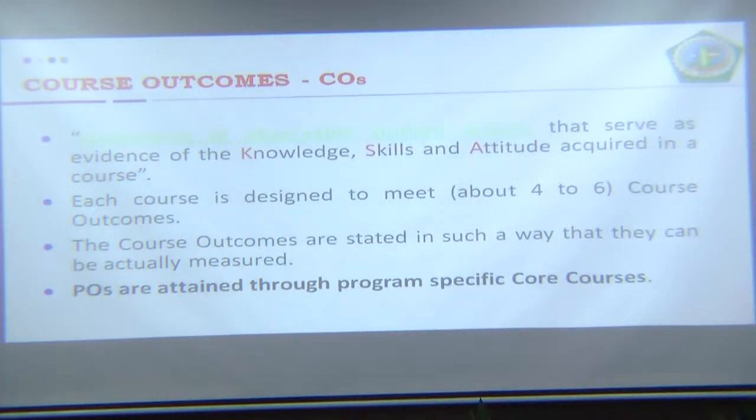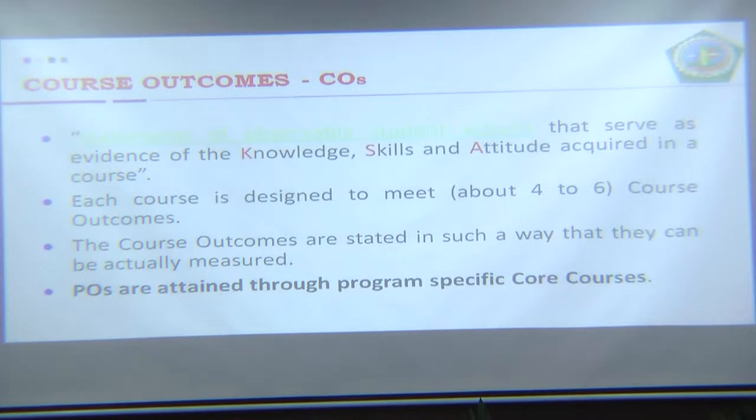Now, this is your course outcome that I was talking about, the lowest level thing and the most important one. The course outcomes are the statements of the observable student action. The first-hand interaction between a teacher and student is at the course level. The first-hand information or the data that is obtained by a teacher or a department or an institution is at the course level.